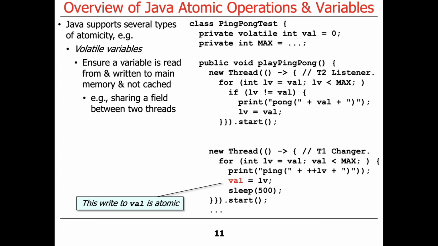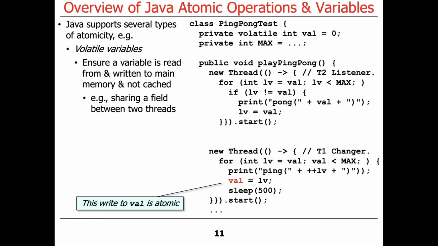So notice what happens when this first starts up. LV and val are the same. They're both 0. So this loop will not actually print anything, so pong won't start first. Down here, when it starts up, we print ping, and then we assign the loop value to val. So this starts out at 0, and the loop value goes to val.